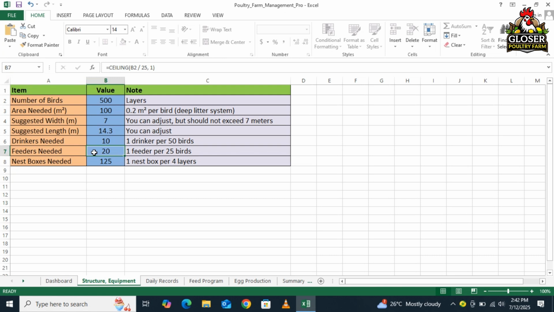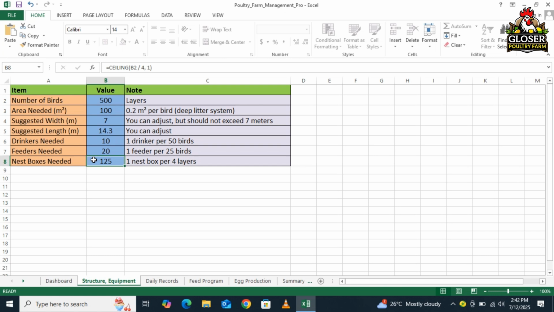Then we have nesting boxes. These are small private spaces where chickens go to lay their eggs. The calculator recommends 125 nesting boxes. This setup gives each bird enough comfort and privacy, which helps improve egg laying consistency.